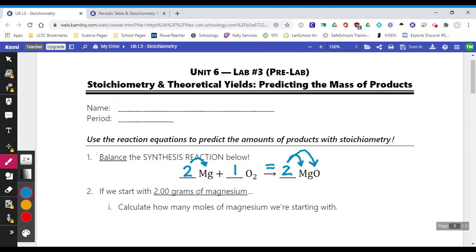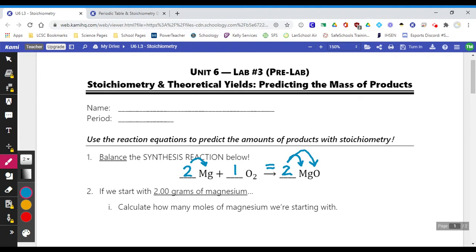Now, when we run a chemical reaction in the lab, we don't really see this happening atom by atom, molecule by molecule. We see it in bulk amounts. So dealing with this as 2 particles of this and 1 particle of this is not really handy to us, especially if I want to measure out how much chemical I'm starting with and how much chemical I end up making. So instead, you might think of these as scaled up.